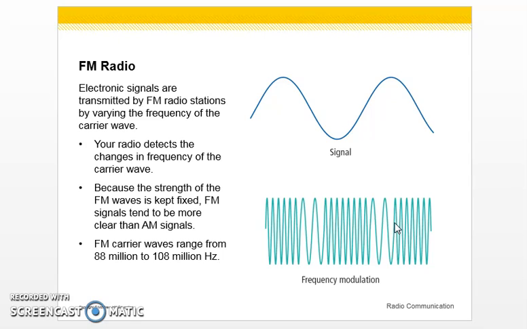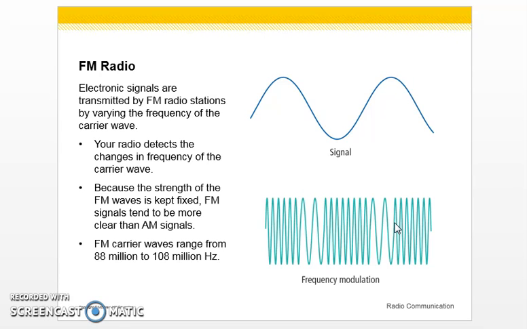FM radio, which most of you are familiar with, is an electronic signal that's transmitted by varying the frequency of the carrier wave. So you can see the signal looks much different than before for the AM radio. Your radio detects the changes in frequency just like before. Because the strength of the FM waves is kept fixed, FM signals tend to be more clear than AM signals. FM carrier waves range from 88 million to 108 million hertz.